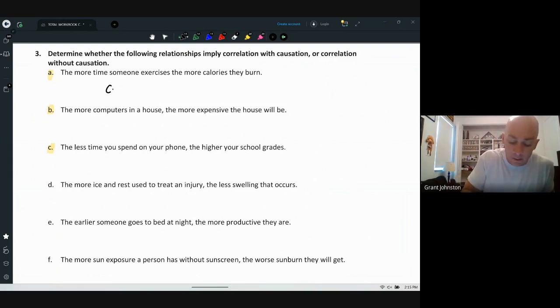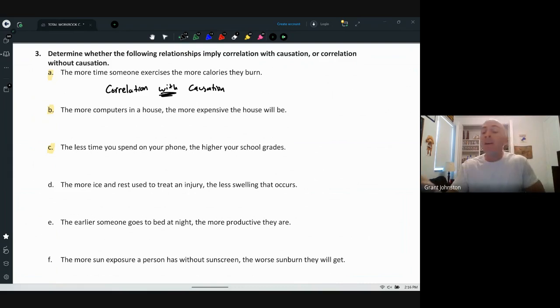This is correlation with causation. Because the more you exercise, you're going to burn more calories. That's what exercising does. You burn calories. That's with causation. I don't really have another way to explain it, but it's kind of like the car problem, right? The more you exercise, the more calories you're going to burn. That's just how it works.